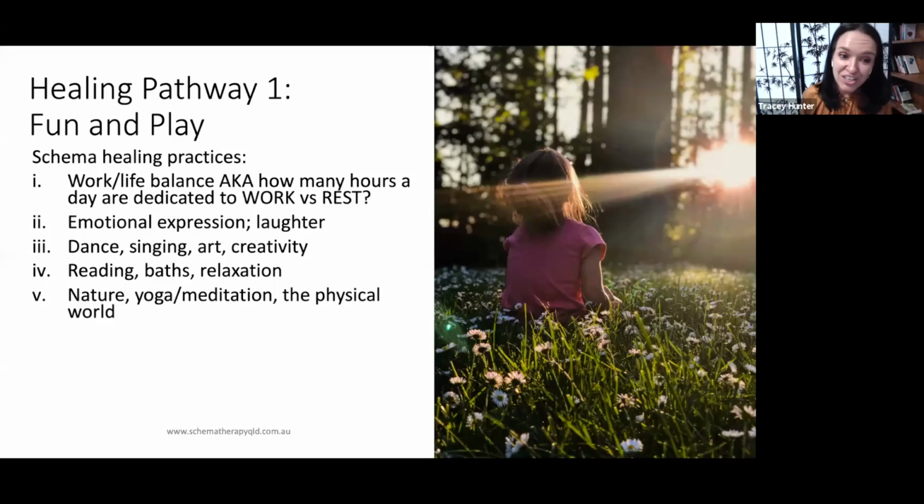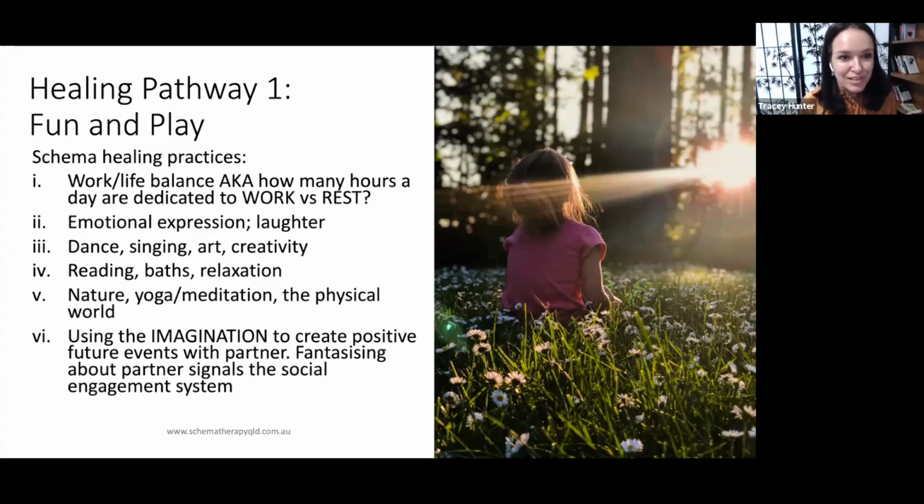Nature, being in nature is a massive one for me. Like, at least every other day I need to be in nature, walking, reconnecting, being amongst the trees, just looking at the nice scenery as I go for a walk. And that really resets that stress. Yoga, meditation, anything to do with the physical world, even baking.